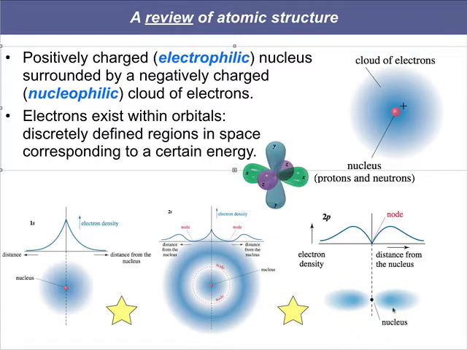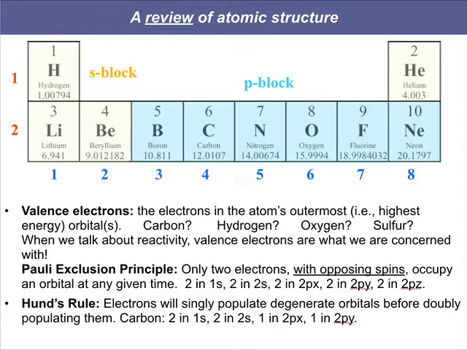And their density looks something like this, where we've got a node at the nucleus, which is noticeably different from the s orbital, which does not have a node at the nucleus. But the density in the p orbital lies farther away. The most density in the p orbital lies a bit away from the nucleus, as opposed to the s orbital, where most of the density lies at the nucleus. All right? That should be pretty familiar to you.